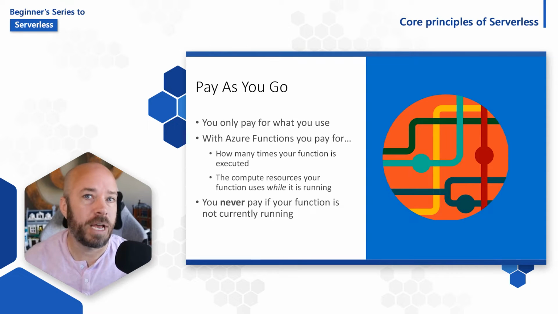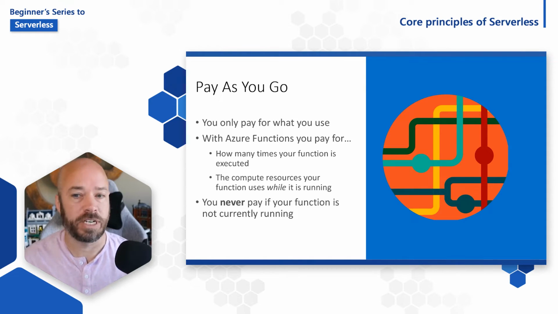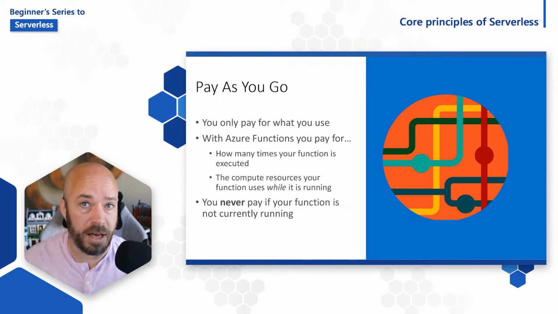With Azure Functions, you pay for 2 main things: an execution cost, which is a cost when your function is executed, and the amount of resources like RAM, CPU, etc. that is used while your function is running. The most important aspect of pay-as-you-go is that you never pay anything if your function is not going. If it's not running, you don't pay. There is no monthly charge. If you have a serverless project that never gets used, then you pay $0 for that. If it doesn't get used, you pay nothing.